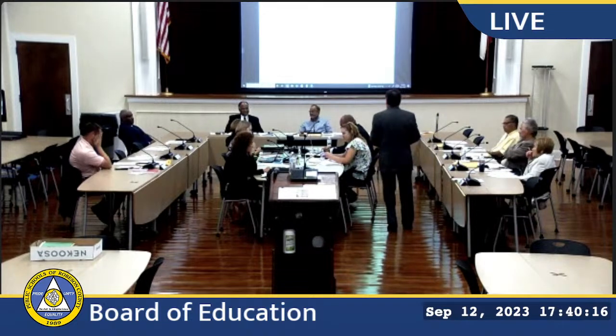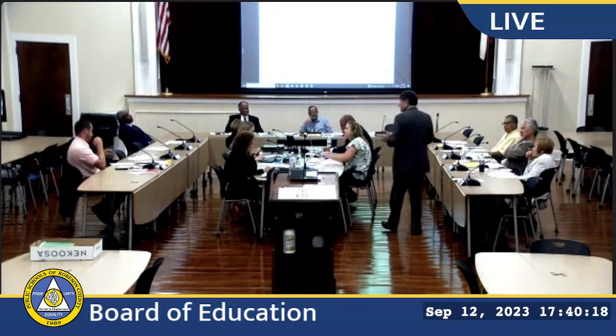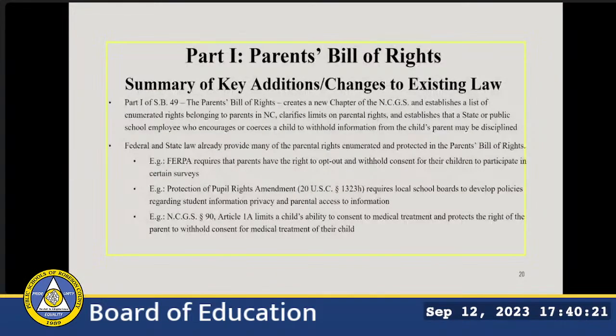And then all employees of the school board are included in this definition. So keep that in mind. All right. So summarizing part one of the Parents' Bill of Rights, it creates a new chapter in the general statutes, establishes a list of enumerated rights for parents. It clarifies limits on parental rights, and it establishes that any public school employee who encourages or coerces a child to withhold information from their parent can be disciplined.